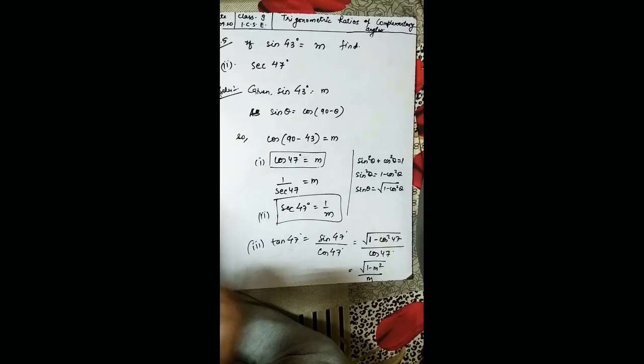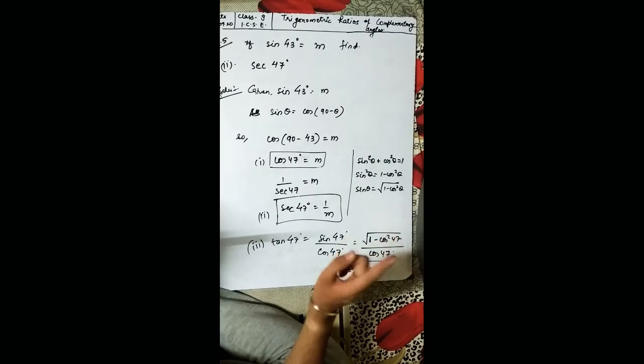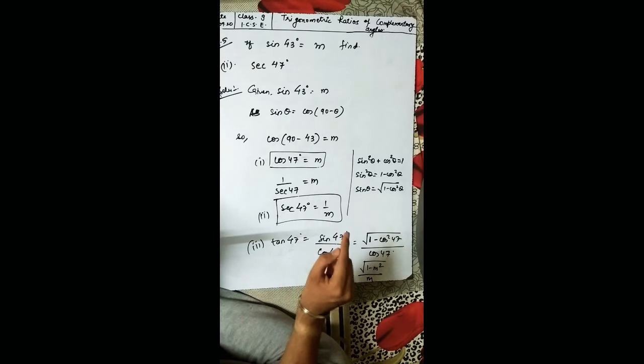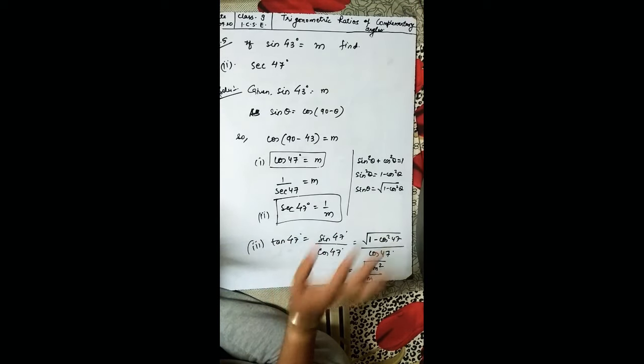Okay, so try to do B and C also. And question number 6th A, B. Up to the 6th question you have to do, because those are very easy ones.